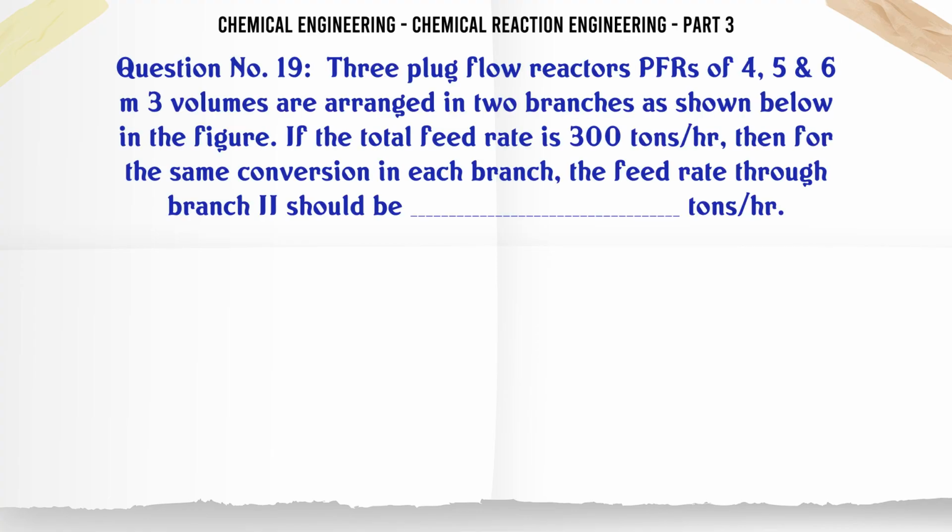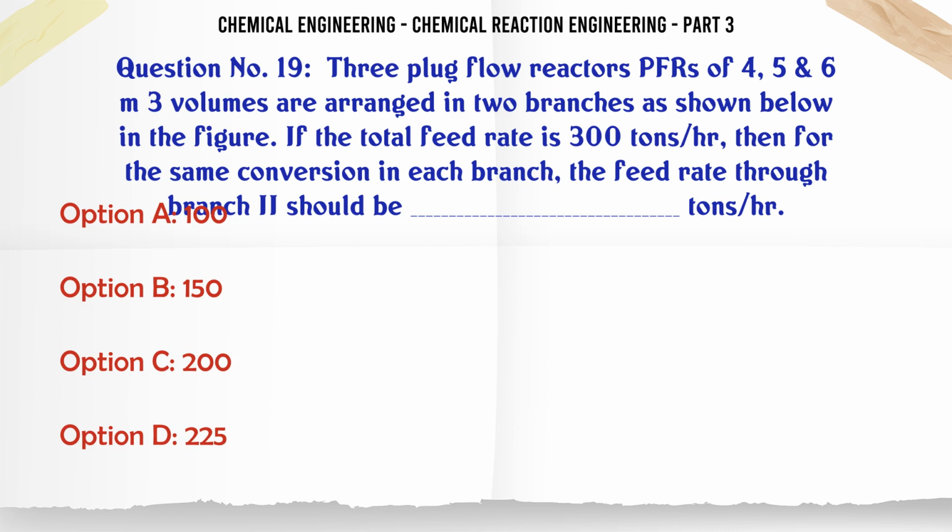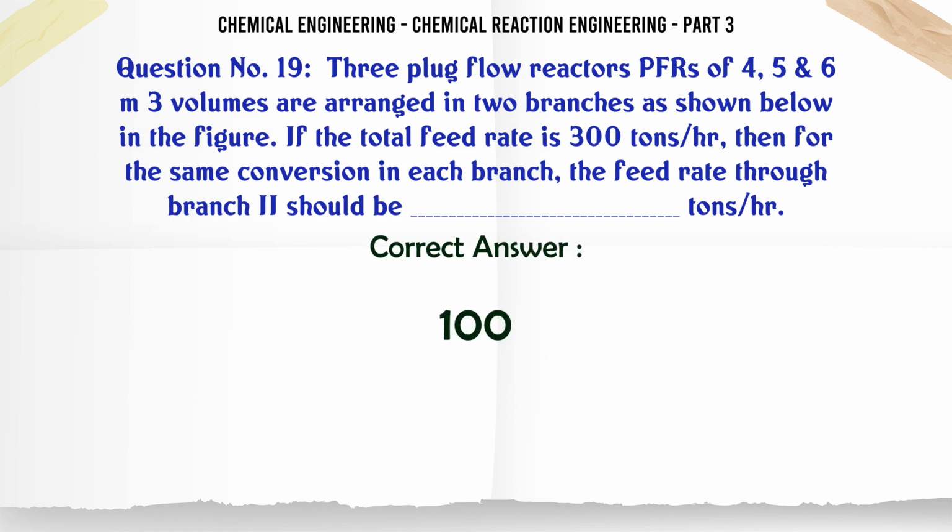3. Plug flow reactors (PFRs) of 4, 5, 6 m³ volumes are arranged in two branches as shown below in the figure. If the total feed rate is 300 tons/hr, then for the same conversion in each branch, the feed rate through branch 2 should be tons/hr. A. 100, B. 150, C. 200, D. 225. The correct answer is 100.